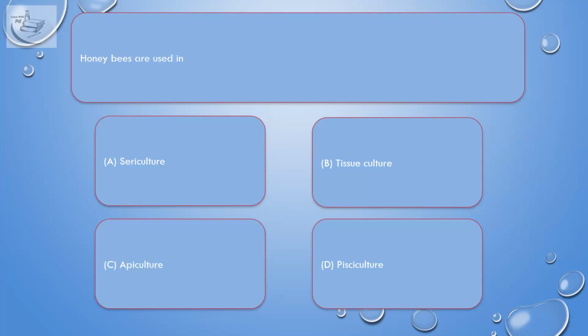Question: honey bees are used in A. Sericulture. B. Tissue culture. C. Apiculture. D. Pisciculture.